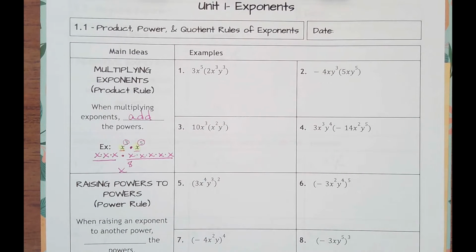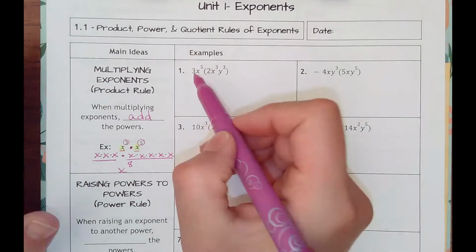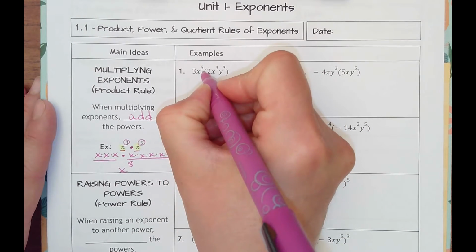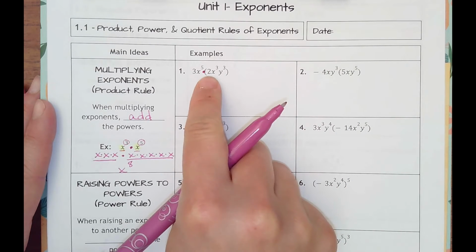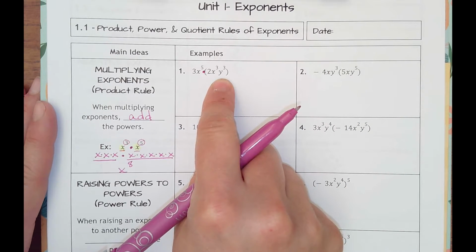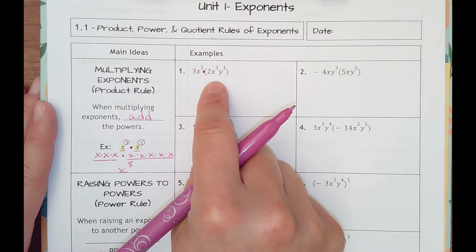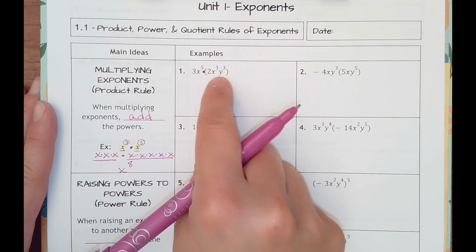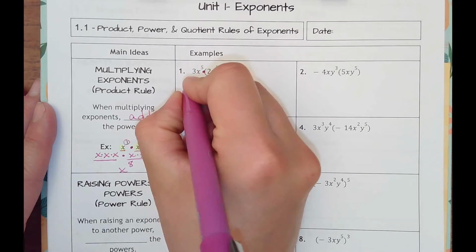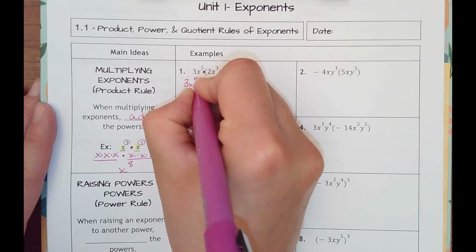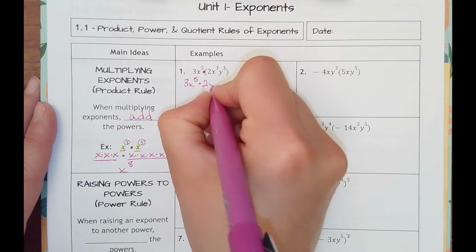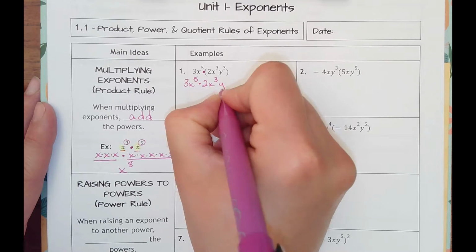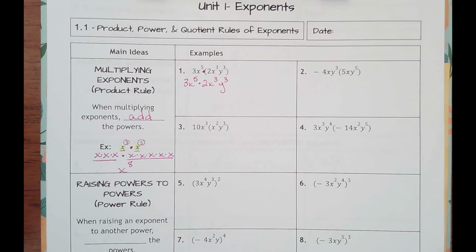Okay, so let's try some harder examples with multiplying. Number 1, we got 3x to the fifth. There's nothing in between here, so this is times 2x cubed y cubed. Okay, the parentheses aren't really doing anything here. They're just separating this term or this monomial and this monomial. So I'm going to take them away. 3x to the fifth times 2x cubed y cubed. Everything is getting multiplied together.